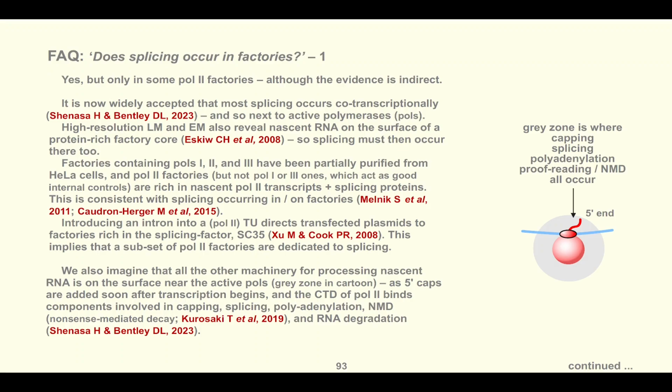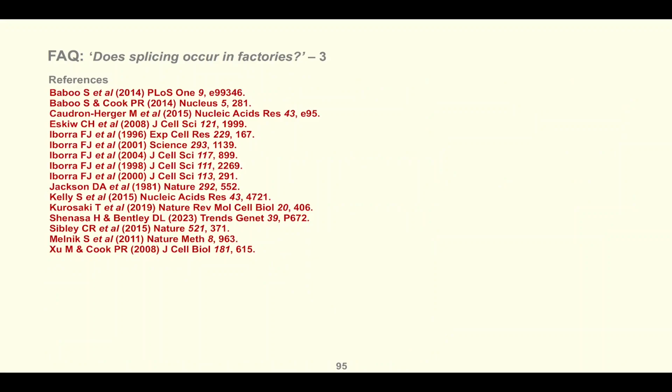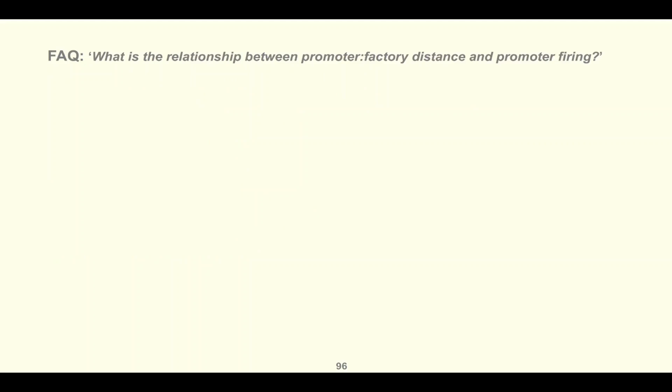It was thought that splicing occurs post-transcriptionally. Now, most is known to occur co-transcriptionally, and so in factories. And there is good circumstantial evidence for this. Unfortunately, I don't have a precise answer, but I can provide a framework to think about this problem.